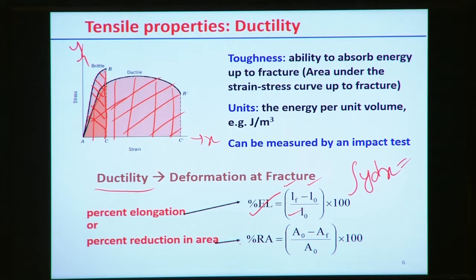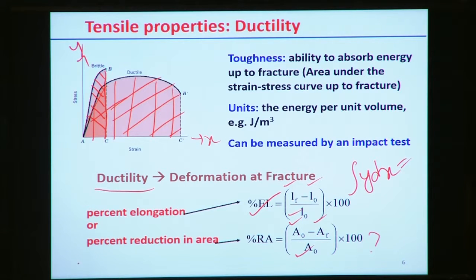Similarly, we can measure the ductility in terms of reduction in the cross-sectional area. A0 is the initial cross-sectional area and Af is the final cross-sectional area, divided by A0, and if we multiply by 100, we get the percentage reduction in the cross-sectional area. That is also a measure of the ductility. Normally the percentage elongation or reduction in cross-sectional area in a brittle material is very small as compared to the ductile material.